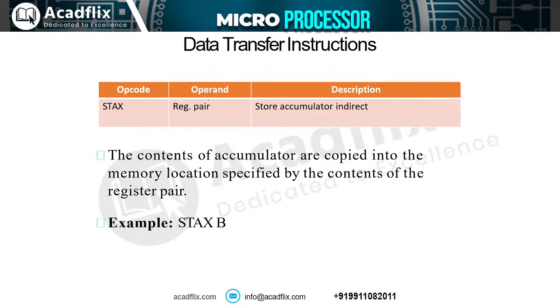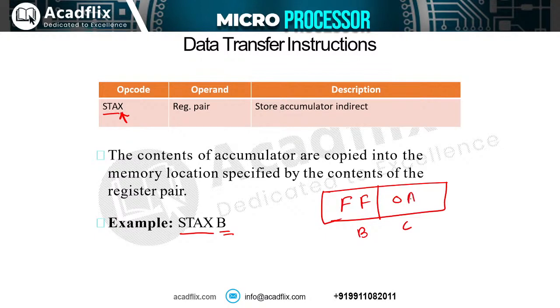Then we have STAX, that means store accumulator indirect. With this opcode we will have a register pair BC. We will go to the register pair BC, because X means that we will use the register pair. In this register pair we have some memory address, let us say FF0A in hexadecimal.